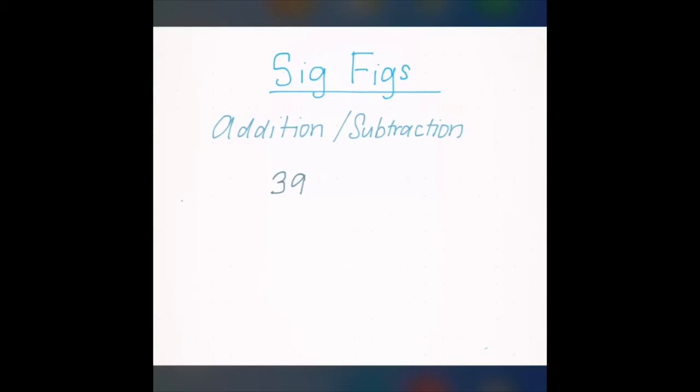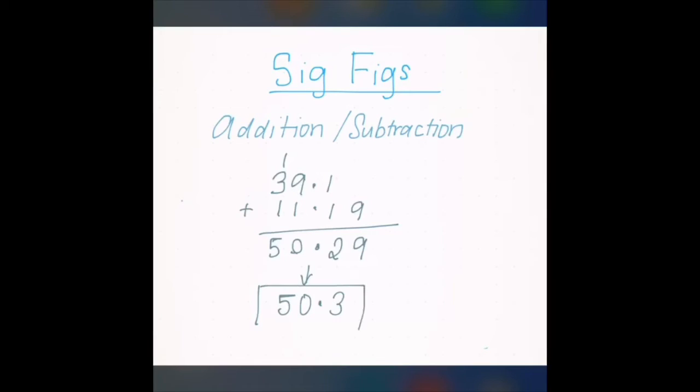Another example of this is 39.1 plus 11.19. Here, we're going to do the addition as we normally would, and we would get 50.29, but we have to round to the decimal places present. So we are going to have to round to the tenths place for our answer to be final. So that answer would be 50.3 as our final answer.